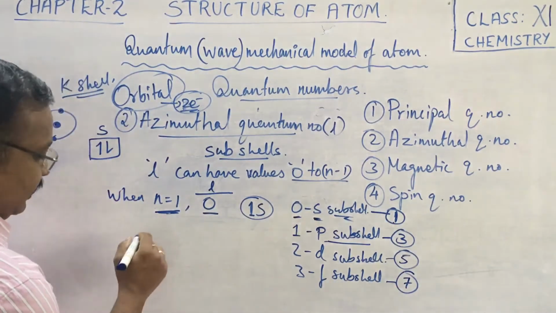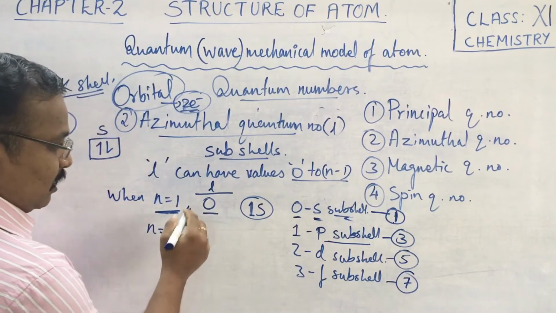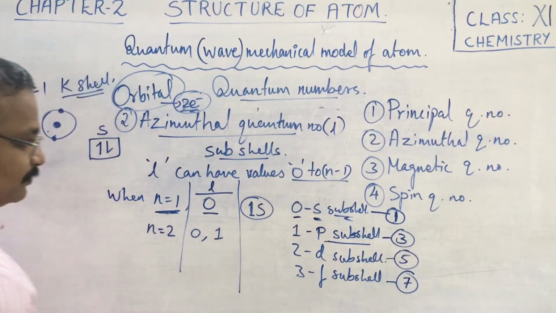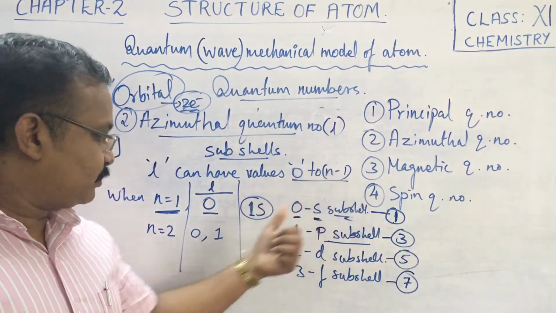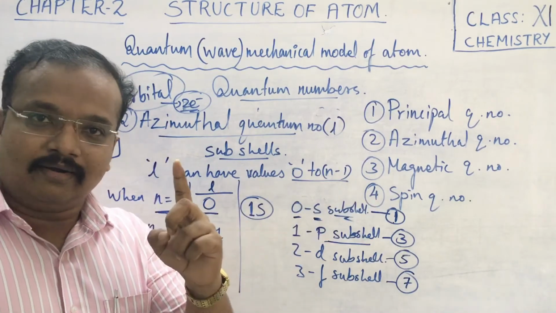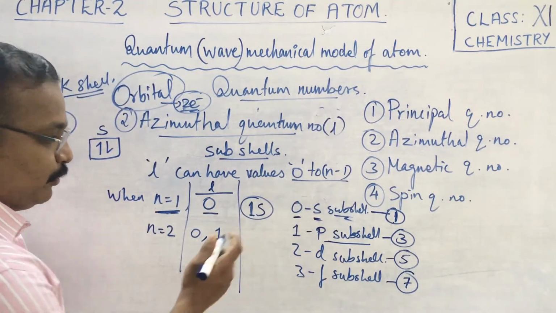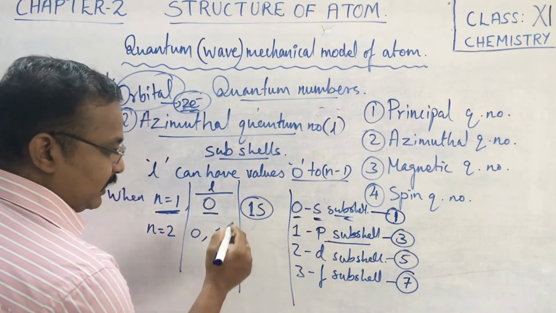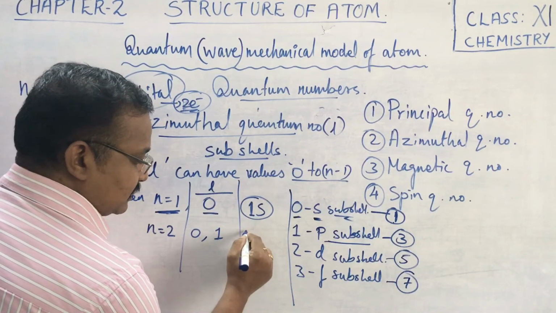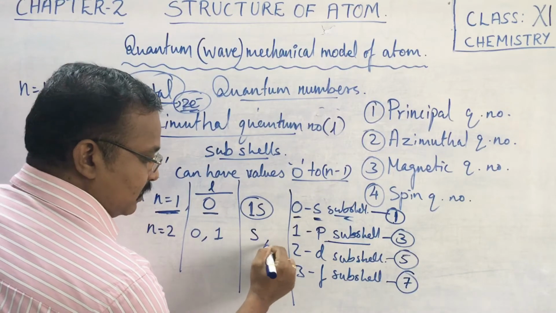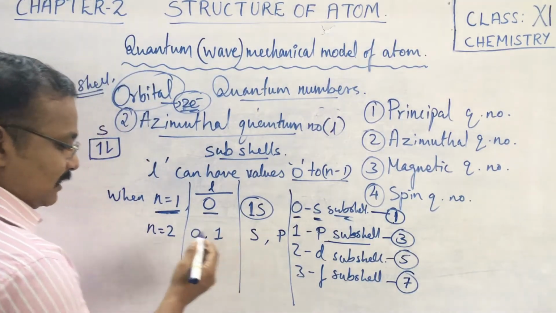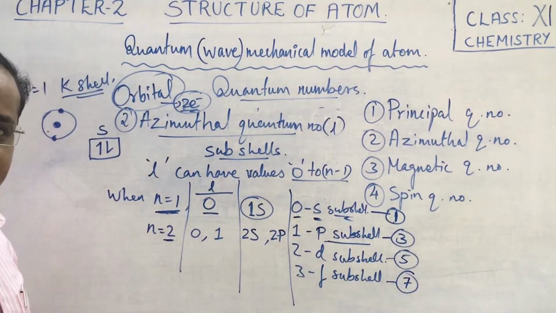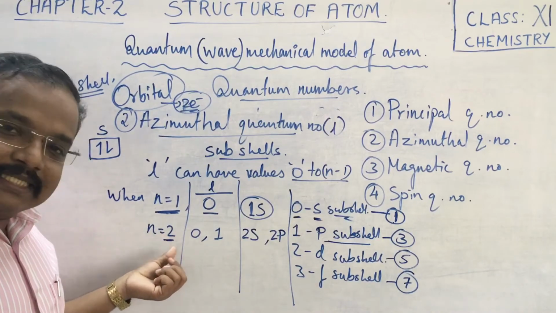Okay, so when n is equal to 2, we can have L values 0 or 1, meaning 0 to n minus 1, that is 2 minus 1, which is 1. So 0 and 1 can be there. You know, children, that 0 represents S orbital and 1 represents P orbital. So in n is equal to 2, you can write it as 2s and 2p. Clear? Because this is in the second orbital.